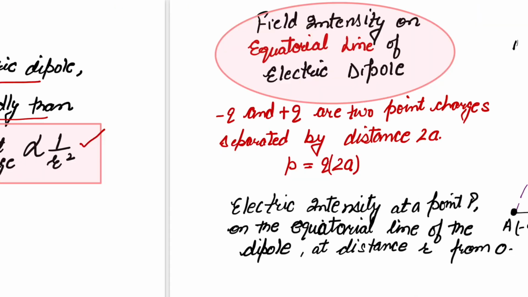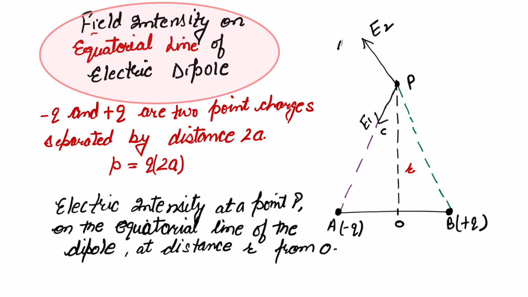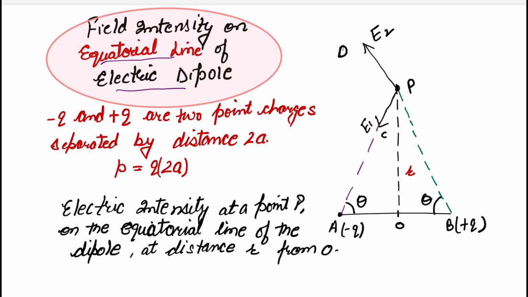The next is field intensity on the equatorial line of the electric dipole. We have an electric dipole which is formed by two charges, minus Q and plus Q. Minus Q charge is placed at A and plus Q charge is placed at B. Distance between A and B is equal to 2A. O is the center of the dipole. This line is the equatorial line which is passing through the center of the dipole.